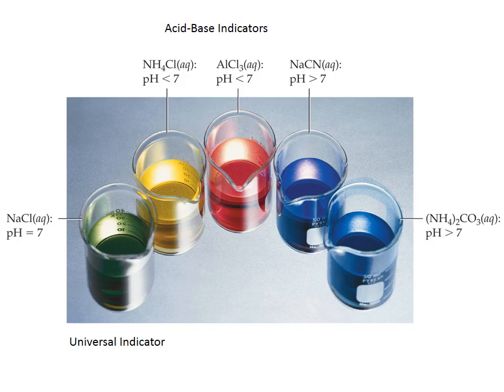Ammonium chloride is an acidic salt, as is aluminum chloride, and so those both have pHs below 7. The yellow and the red are below 7, and then the blue and the purple are above 7, and those would be the sodium cyanide and ammonium carbonate that are shown there, which are all greater than 7.